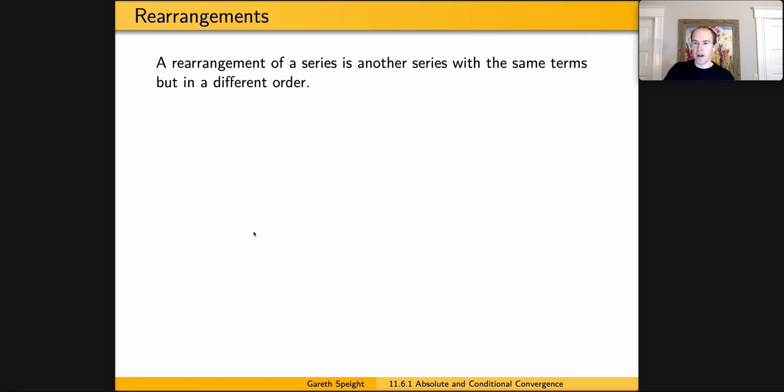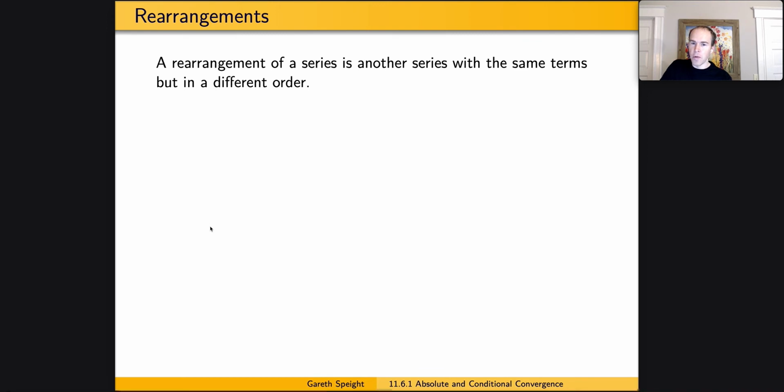Another important consequence, maybe we're not going to dig into this too much, but something we really need to be aware of, is that absolutely convergent series and conditionally convergent series behave quite differently with rearrangements. A rearrangement of a series is just another series that has the same terms but in a different order. So if we look at the alternating harmonic series, 1 minus a half plus a third minus a quarter plus a fifth minus a sixth and so on, we could add the same terms but in a different order.